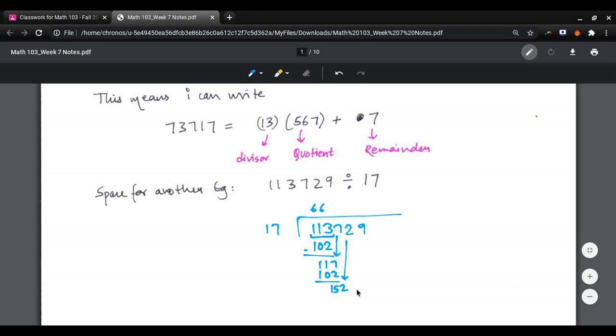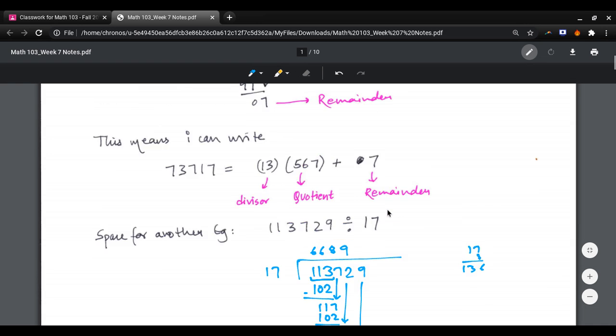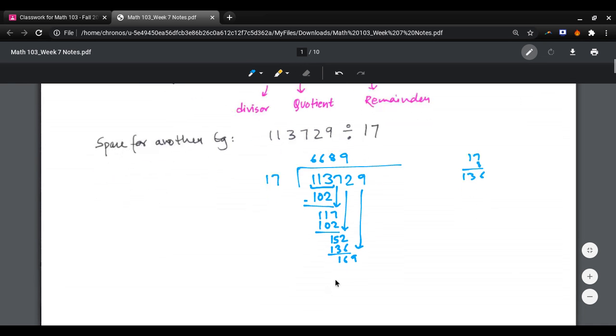Bring the 2 down to give 152. Let's see. That's going to be 17 times probably 8. I can verify, 17 times 8 is 136. And that leaves me with exactly 16. And bring the 9 down. 169 is 9 times, which is 153, and I'm left with 16, right?